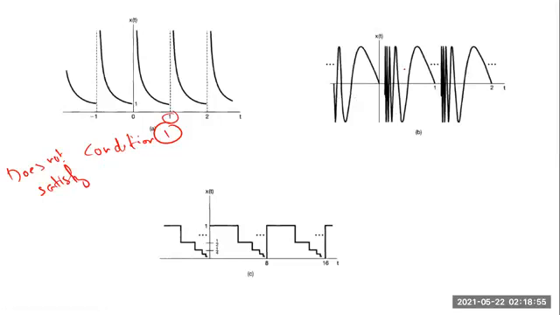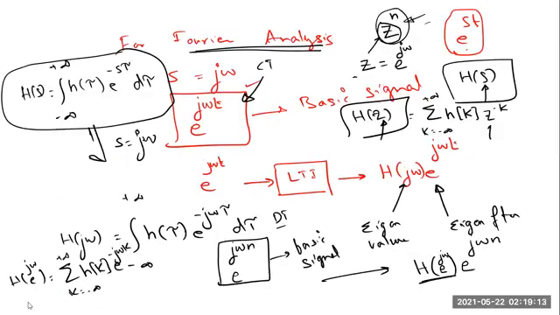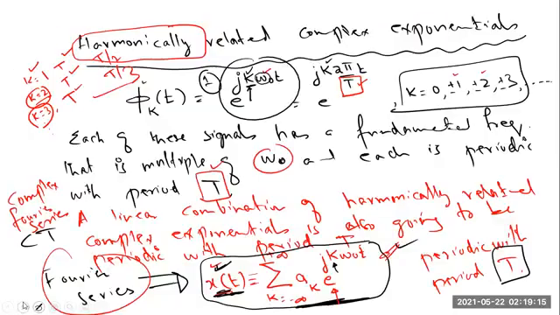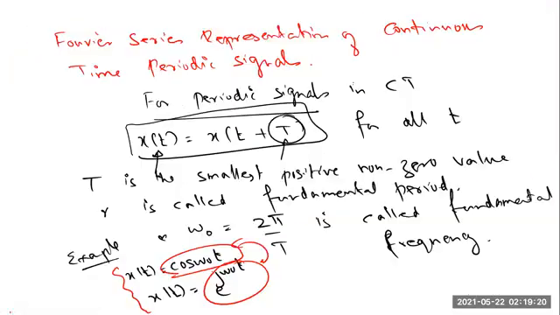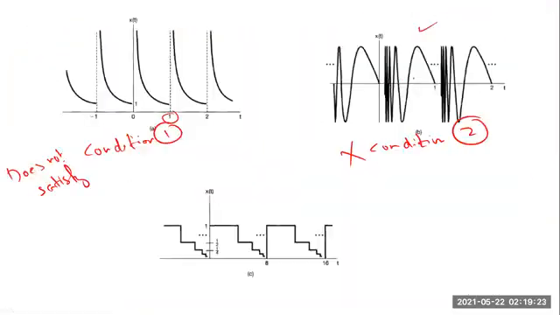Similarly, if you look at this example, we mentioned that over any finite time interval, there should be a finite number of maxima and minima. So this is a signal which is periodic, but it doesn't satisfy condition number 2. From this time interval to this, you can see it has many maxima and minima within the finite time interval over here. So it doesn't satisfy condition number 2.